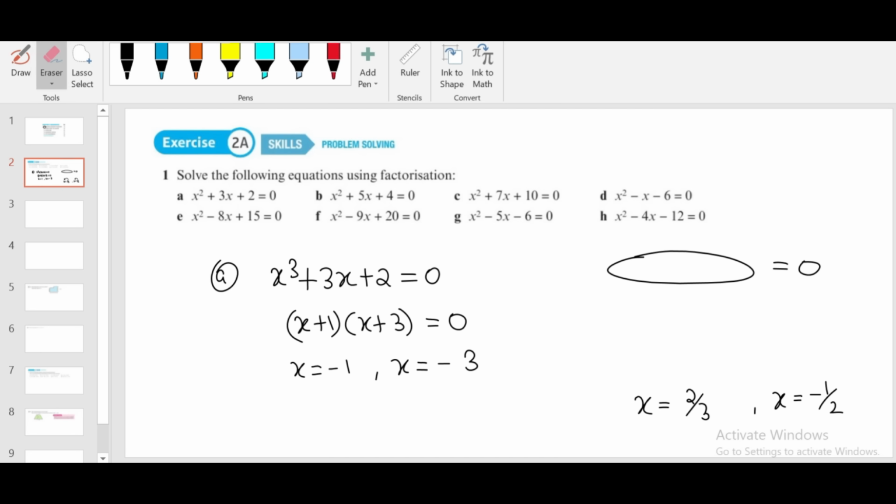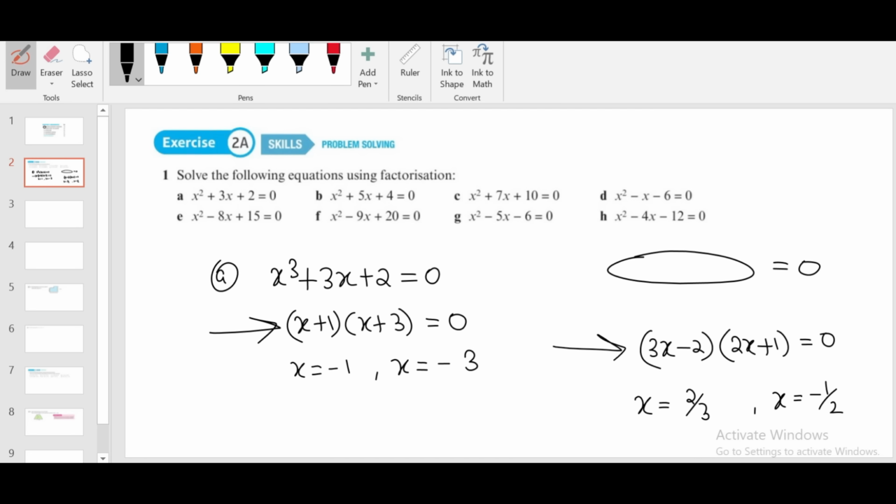You have to bring the 3 first and then write it as 3x minus 2 times 2x plus 1 is equal to 0. That's the easiest way to solve it. But if you don't write this step, you will lose a mark actually. So first get the solution using the calculator and then write the factorized form using the solution. So basically that's all actually.